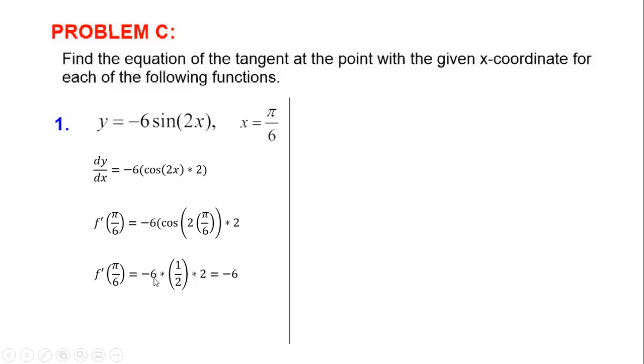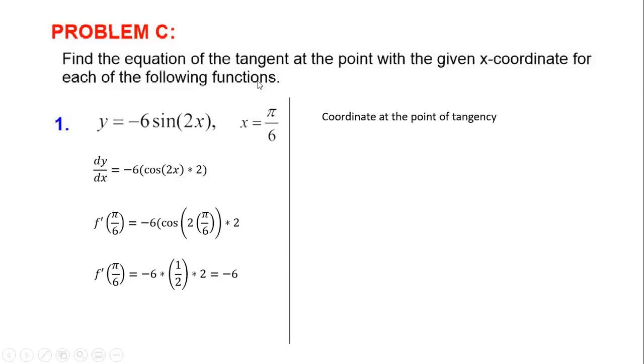Yes, we're going to use numbers that are easy enough for you to work with. So this works out to be minus 6. This minus 6, remember, is your slope. So when x is pi over 6 on this function, the slope is minus 6. So the other thing we have to find out is what is the coordinate at that point of tangency? That's what we need to figure out now.